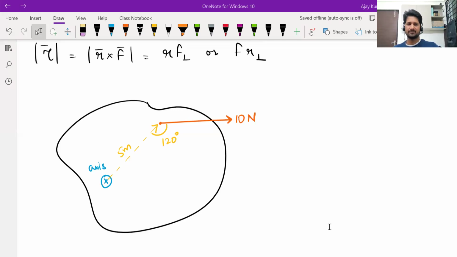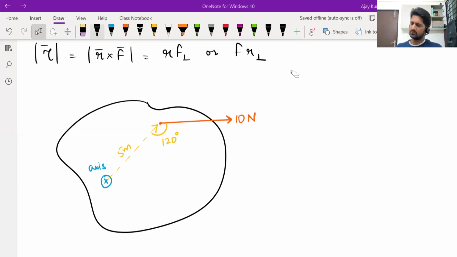Yusuf, what do you think? Aishwarya, will this 10 Newton force be able to rotate the system about the given axis or not? Yes, it will. In which sense do you think it will rotate? Clockwise, anti-clockwise? Clockwise. Vanilla, what do you say? So it will rotate clockwise. Okay, that is correct. It will be able to rotate clockwise. Fine, so it can produce a torque.